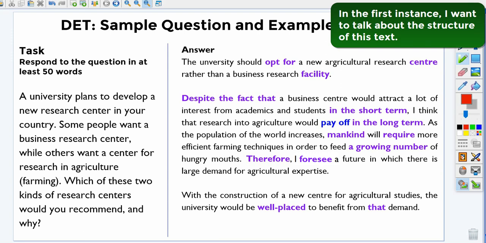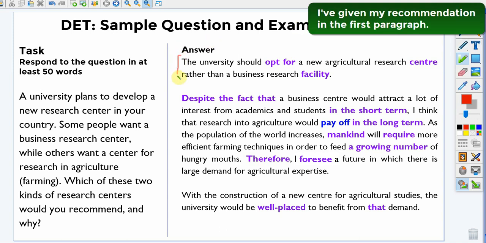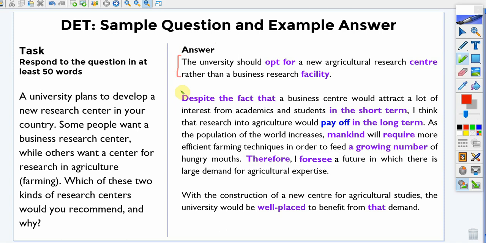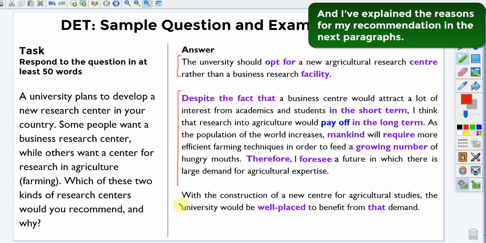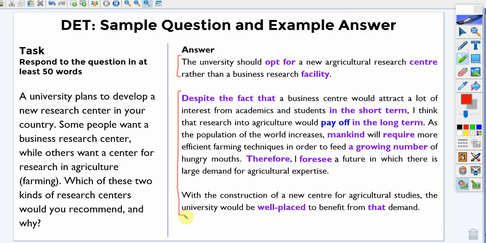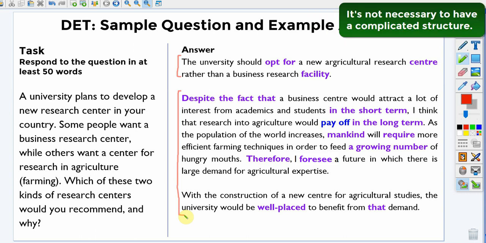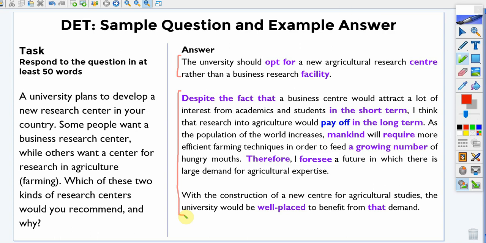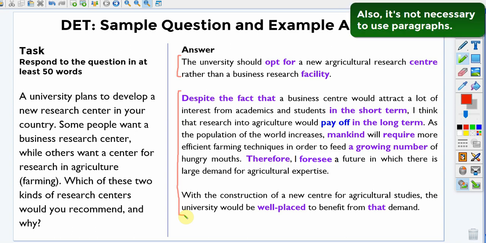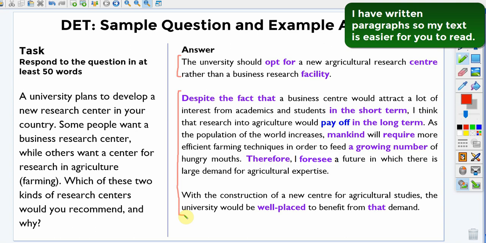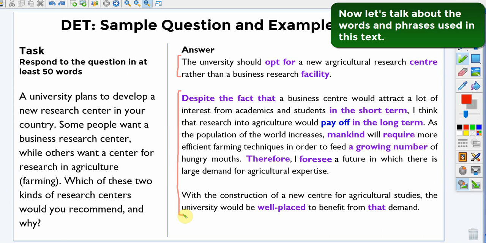In the first instance, I want to talk about the structure of this text. I've given my recommendation in the first paragraph, and I've explained the reasons for my recommendation in the next paragraphs. It's not necessary to have a complicated structure. Also, it's not necessary to use paragraphs. I have written paragraphs, so my text is easier for you to read. Now let's talk about the words and phrases used in this text.